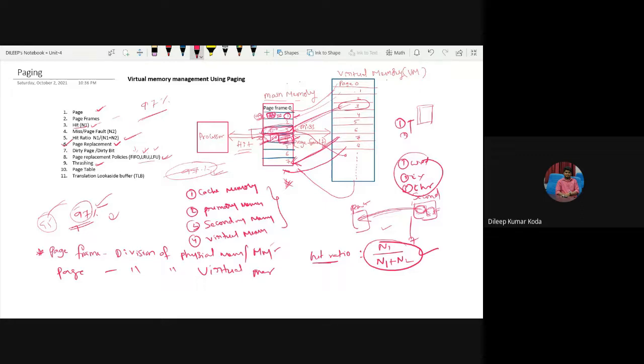Too many page faults occur. Too many page faults occur means it drops below the 95%, right? So whenever there is a bad hit ratio, there is a chance of more page faults, right? What is the solution? We need to change the algorithm. The solution for this is we need to change the algorithm.